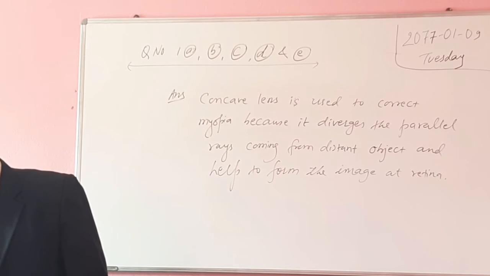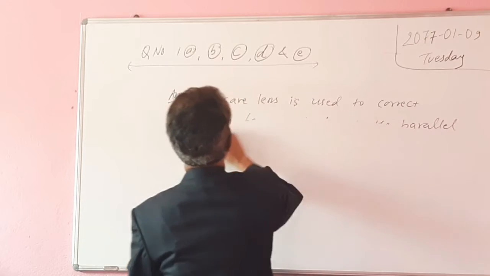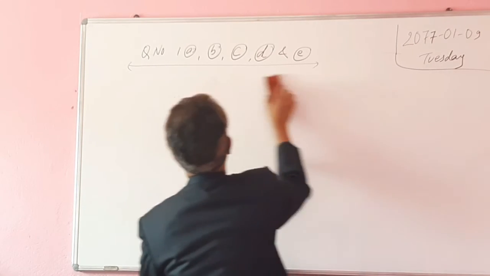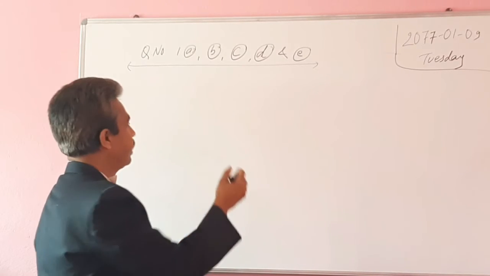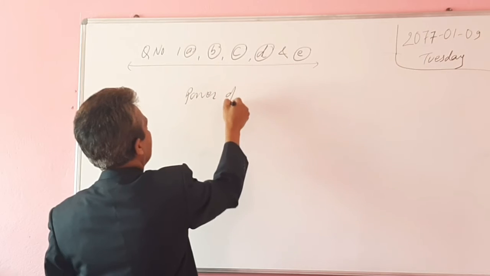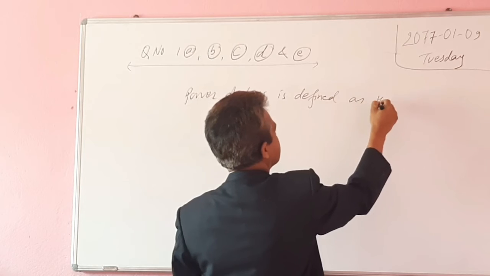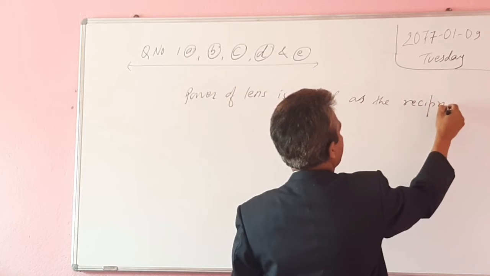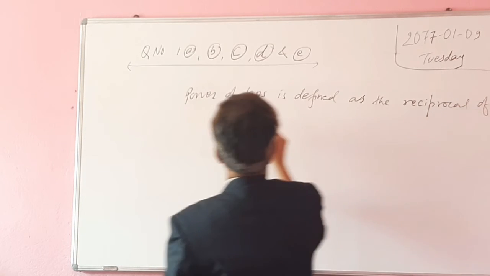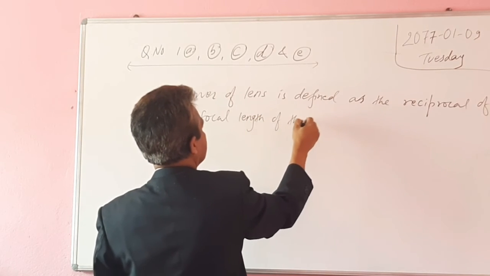Now, students, sometimes question can be asked like this: define power of lens. How do you define power of lens? Power of lens, you can define like this: power of lens is defined as the reciprocal of focal length of the lens.